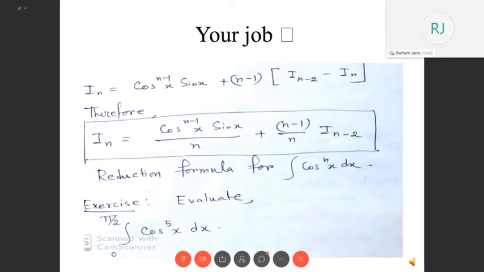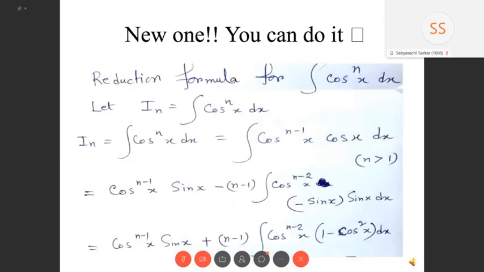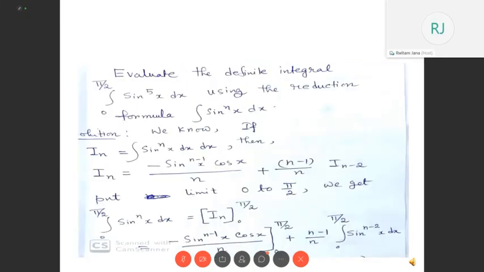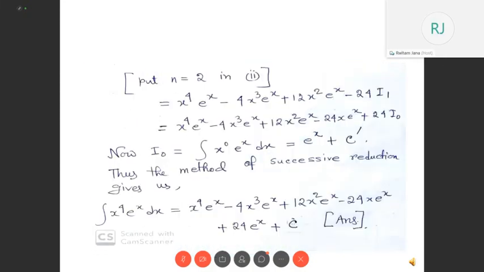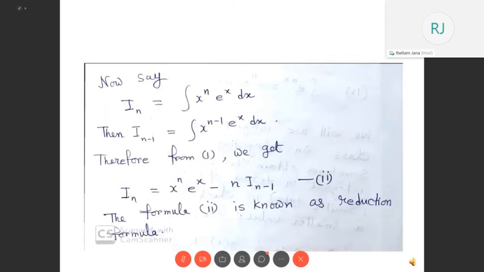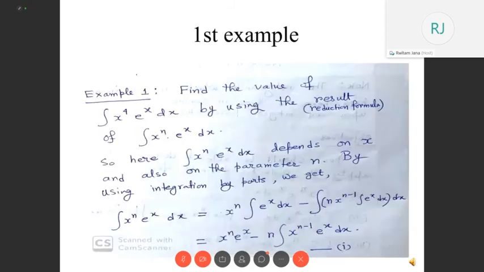Can you please show the first example? I joined late, so I couldn't see the first example. First example, okay. Yes, this is your first example. You can see this part. That is, find the value of integration x to the power 4 e to the power x dx using the reduction formula of integration x to the power n into e to the power x dx.